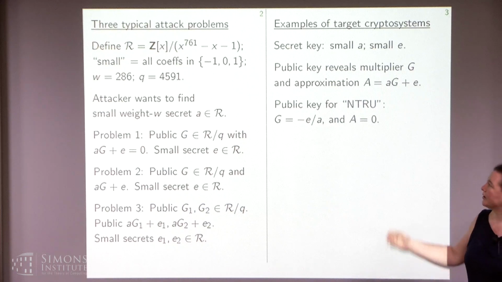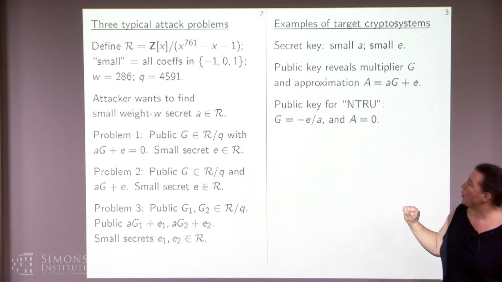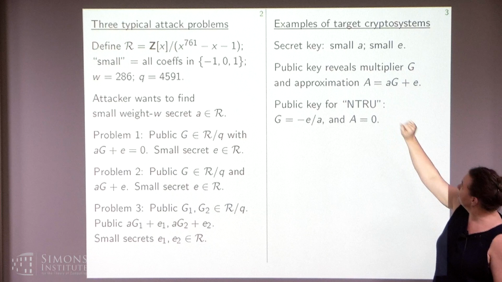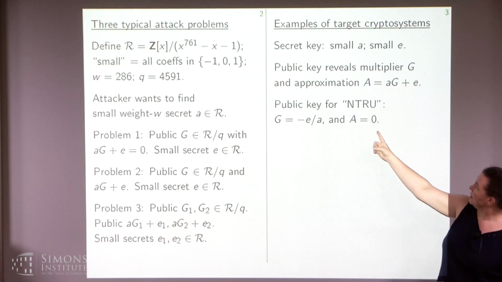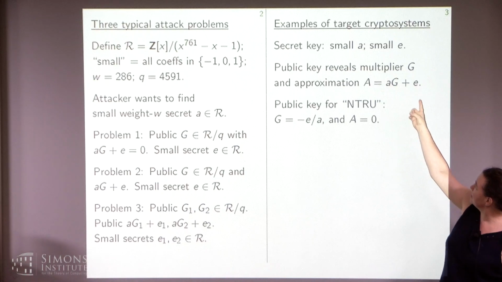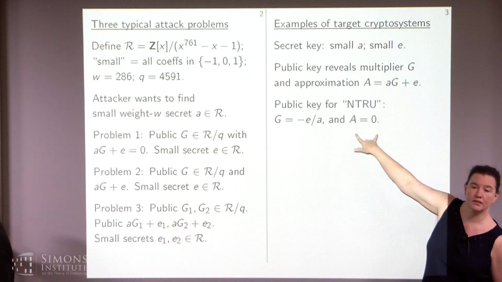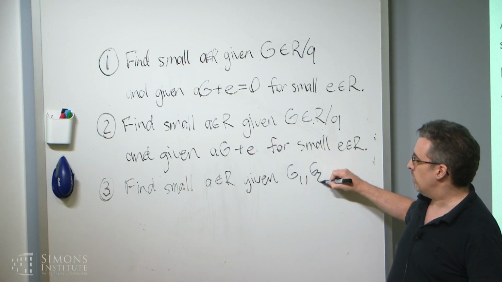So for NTRU, or our Streamlined NTRU Prime submission, what you're given is this equation up there in problem 1 with a 0. It's an approximation, so it's AG plus E equals something, and for NTRU, this is just 0. That makes it problem 1.